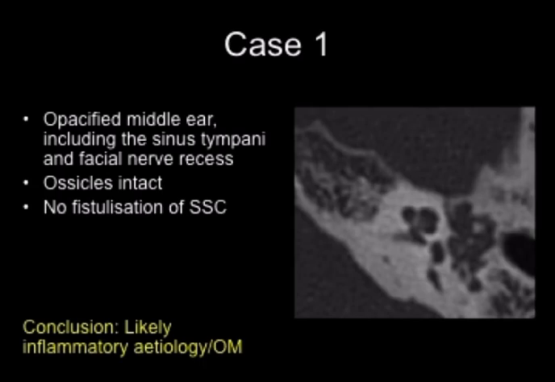So I'm going to just finish with 3 cases of what I would put in my CT report. So this is the first case. Again, highly magnified. So the middle ear is opacified. The sinus tympani medially and the facial nerve recess are also involved. The ossicles, malleus, long process of incus, and you can even see the stapes here amongst all this disease are intact, and there's no fistulization. In other words, no otic capsule involvement. So I would say this is likely inflammatory in etiology or otitis media.